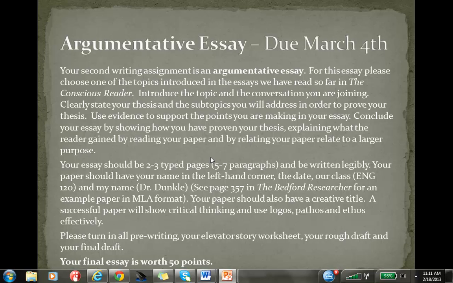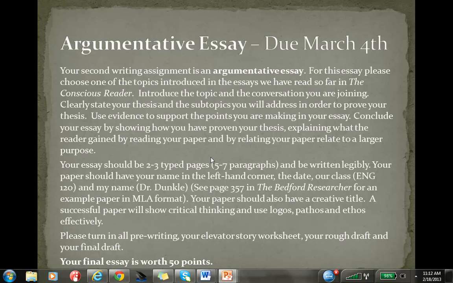Your essay should be 2 to 3 typed pages, and you will upload it in the assignment folder. And it should be, well, obviously it should be written legibly because it's going to be typed, okay? Your essay should have your name in the left-hand corner, the date, and our class, English 120, and my name, Dr. Dunkel. See page 357 of the Bedford Researcher for an example of MLA formatted papers. And your paper should also have a creative title. A successful paper will show critical thinking and use logos, pathos, and ethos effectively. All this information that I'm giving you in this prompt is exactly how you'll be graded on the essay.